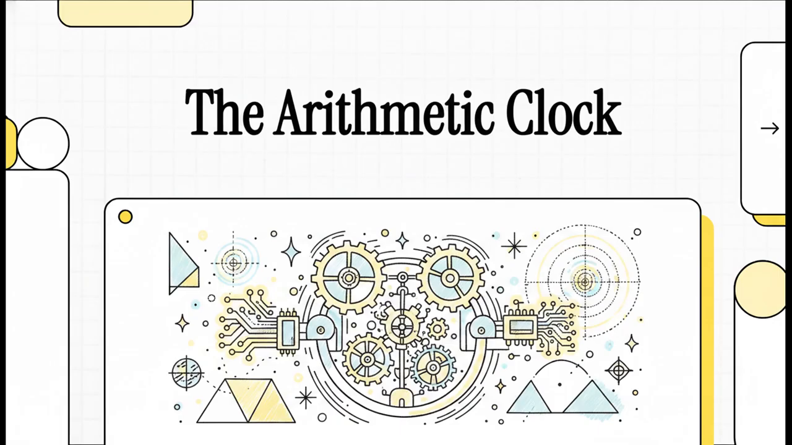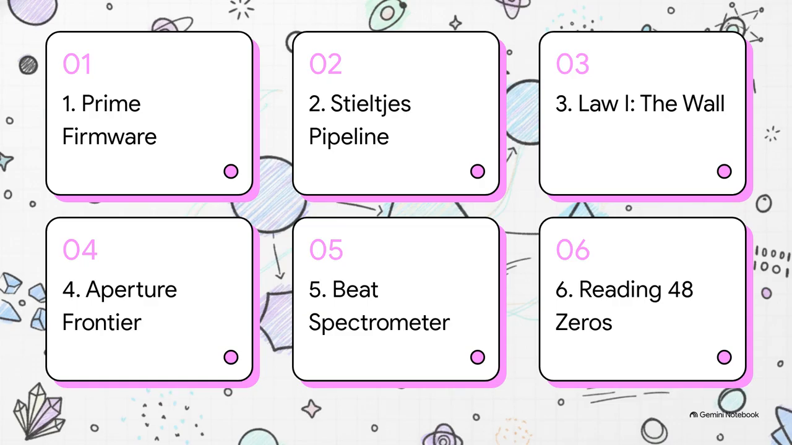What if we aren't just looking at abstract math, but instead we're looking at a highly structured, hyper-efficient mechanical system? Because today we are going to actually reverse engineer the universe's motherboard. We're going to look closely at a mechanism known as the arithmetic clock and prove that prime numbers operate as literal firmware. Okay, let's just dive right into this.